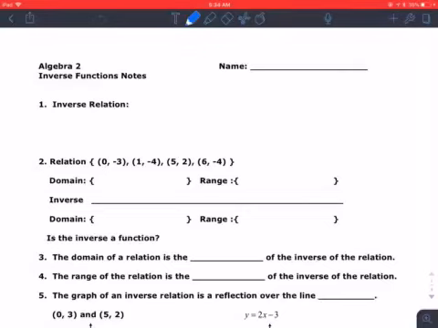We're going to talk about inverse functions. Inverse relation is our first definition. So this is going to be a relation that occurs when the order of elements is switched.